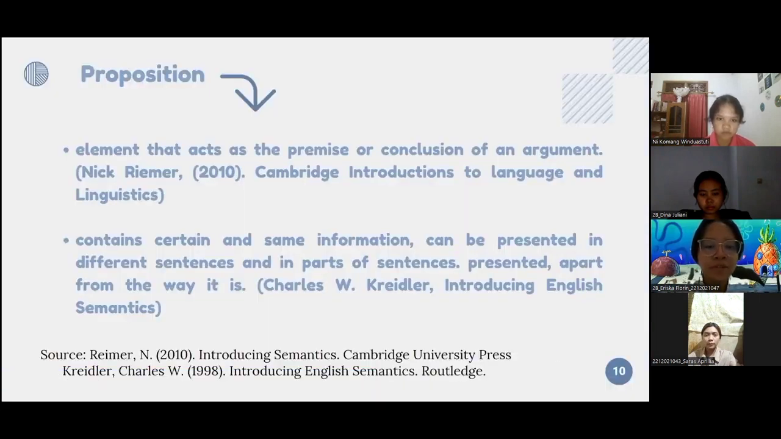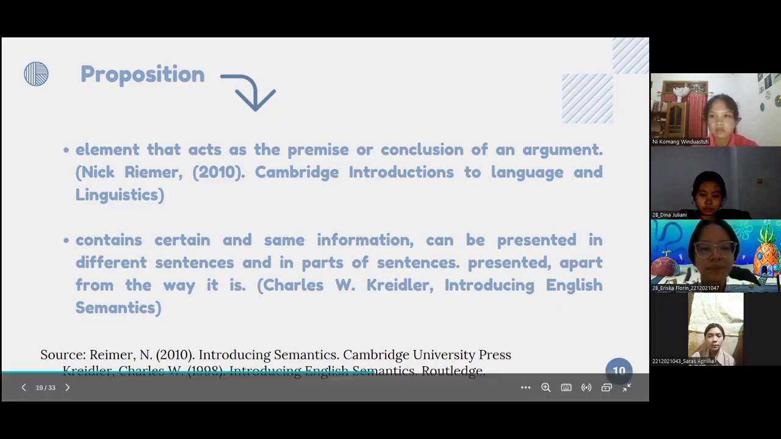Okay, the first section is about proposition. What is proposition? According to the book Cambridge Introduction to Linguistics, 2010, a proposition is an element that acts as the premise or conclusion of an argument.